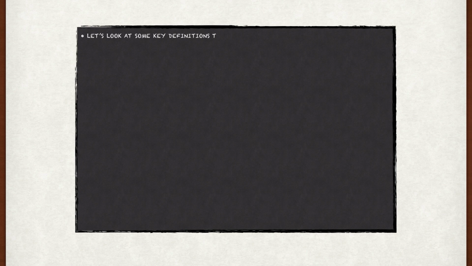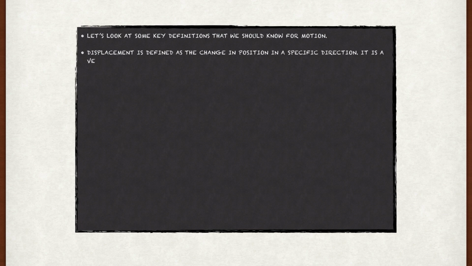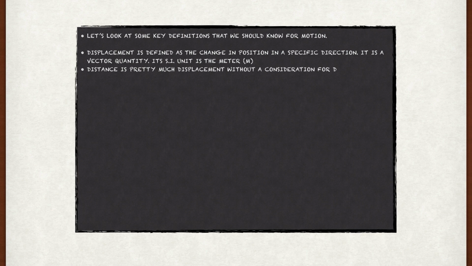Right, so let's look at some key definitions that we should know if we want to understand fully what motion is. That first definition is displacement. It's defined as a change in position in a specific direction. It's a vector quantity because it takes into consideration direction, and the SI unit is the meter. Distance is pretty much displacement without considering direction. So it's a scalar quantity and it has the same units and symbols as displacement.